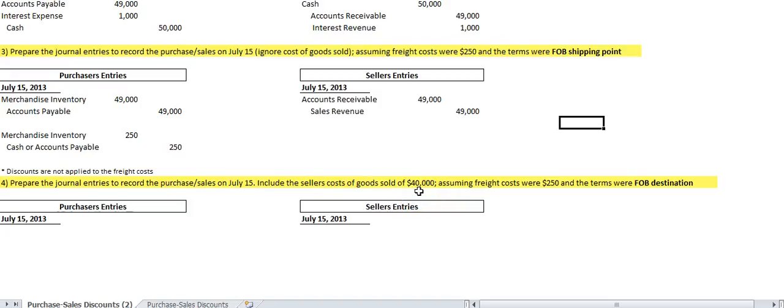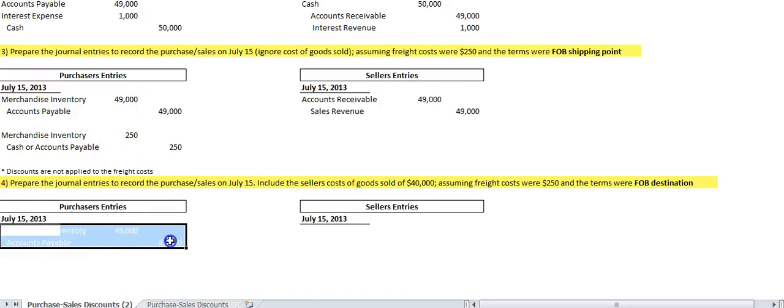Now we're going to assume freight costs were $250 and the terms were FOB destination. FOB destination means that it's free on board when it reaches destination. Well, if it's free on board when it reaches destination, it must be because somebody paid at the shipping point. Who paid it? The seller paid it at the shipping point, right? So let's see how these entries are done. The purchaser's entry is probably going to be very similar. I'm guessing it's going to be only the top part because they no longer are involved with the freight costs.